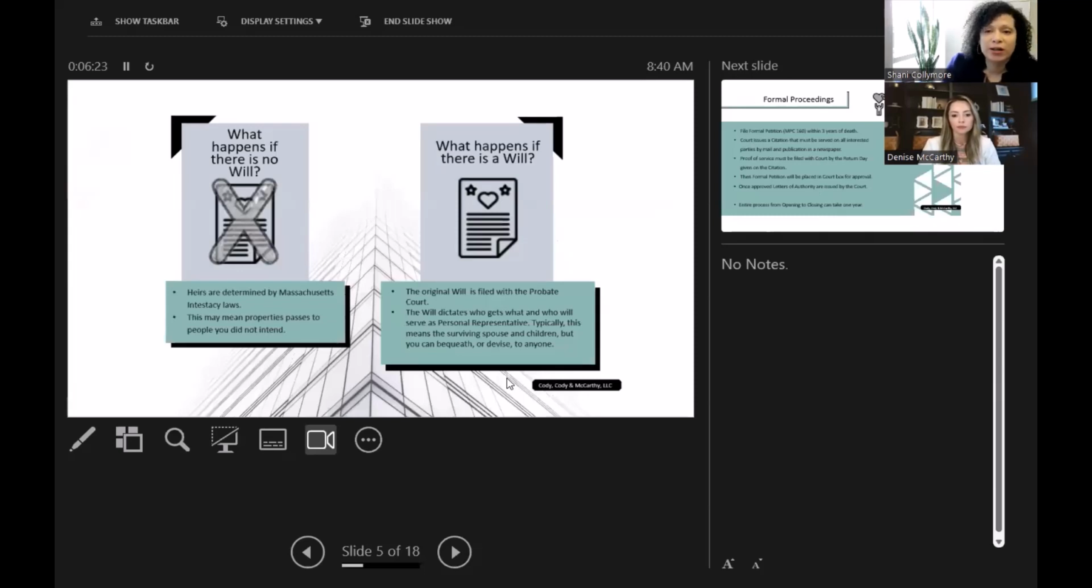Okay, so we touched on this, but if you don't have a will in Massachusetts, your heirs are determined by the Massachusetts intestacy rules. The downside there is that your property might not necessarily go as you would have wanted it to. So that's why it's really important to have a will.